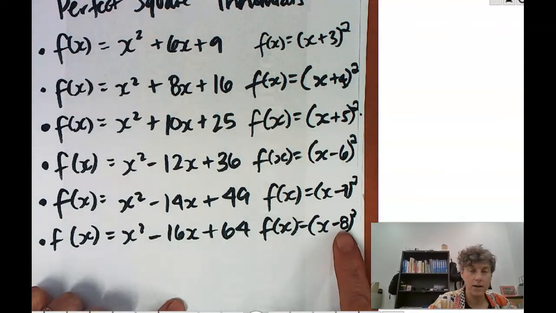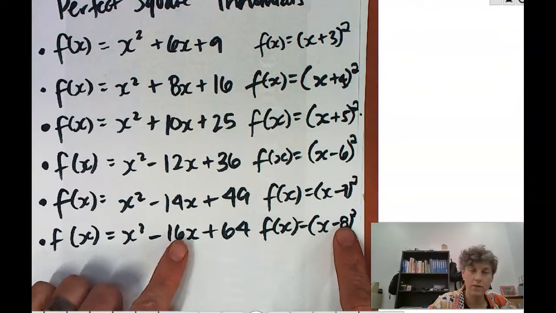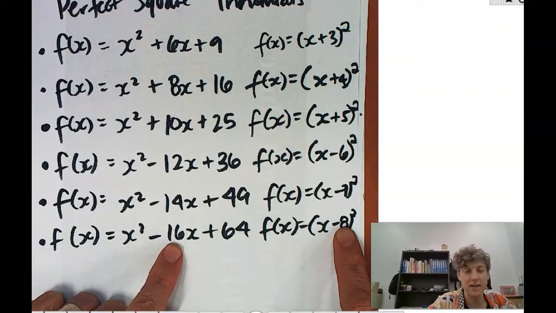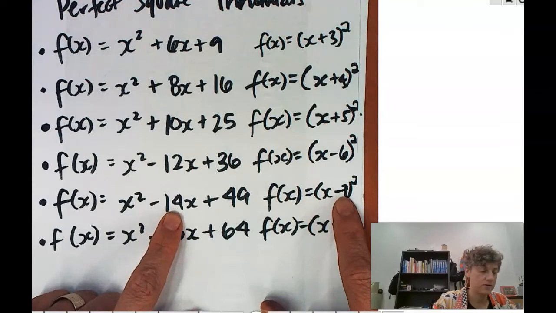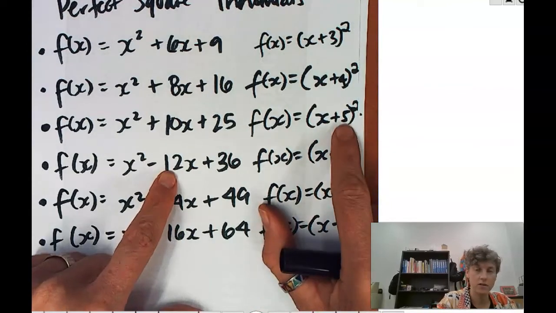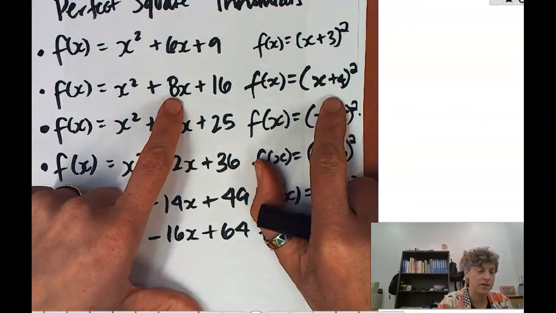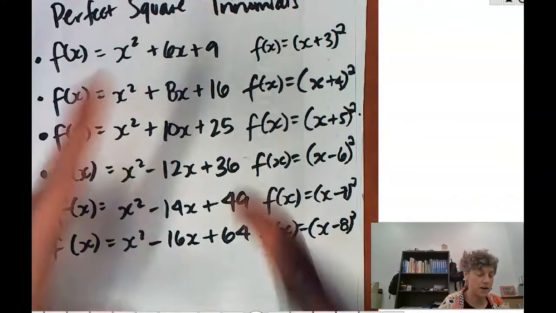the number here is whatever the b term was divided by 2. Whatever the b term was divided by 2.